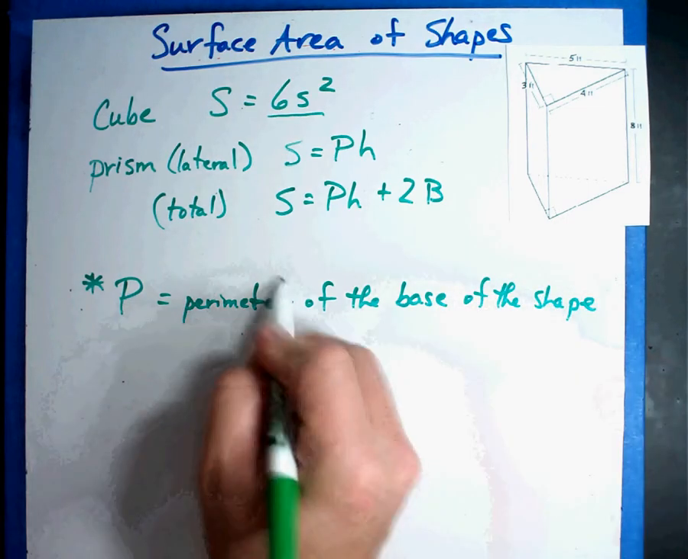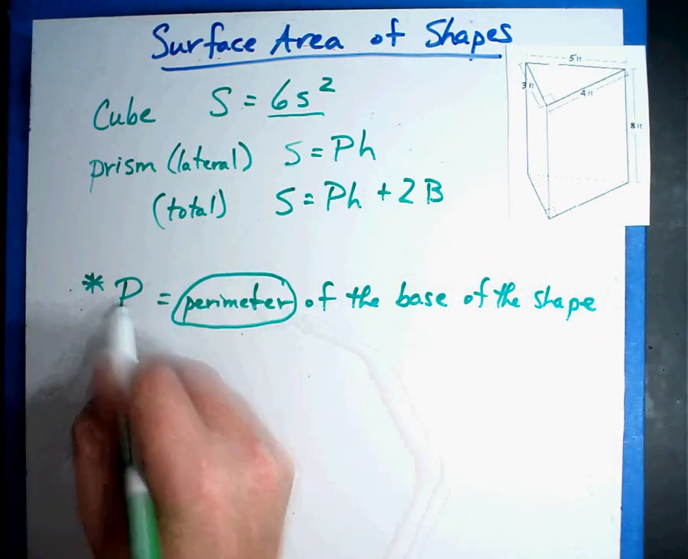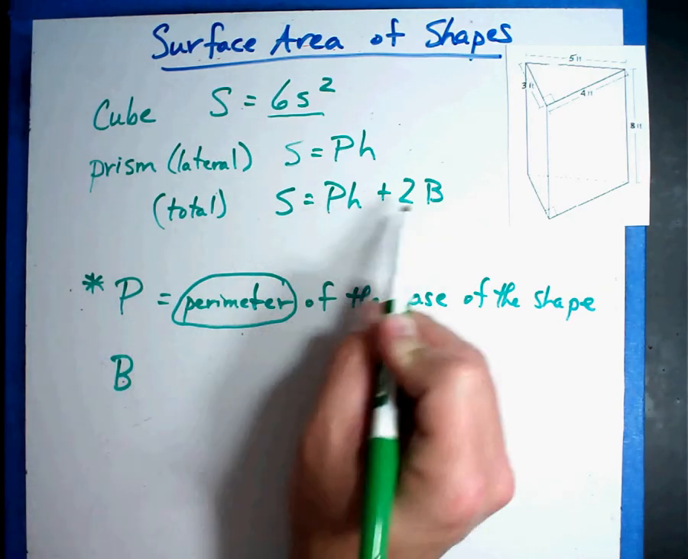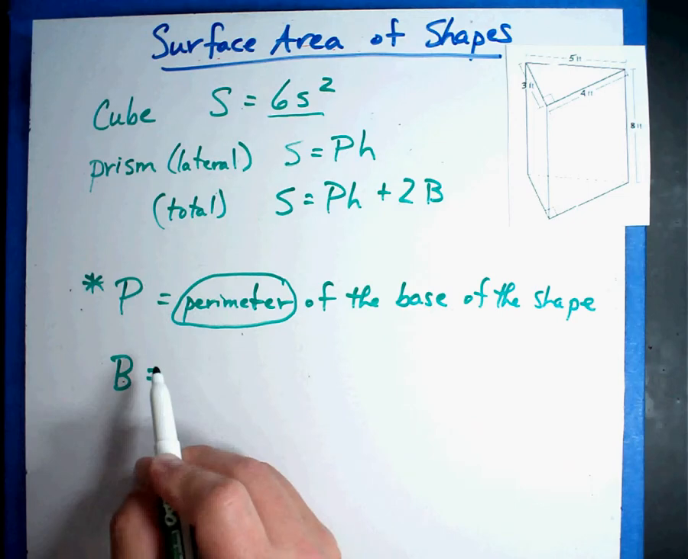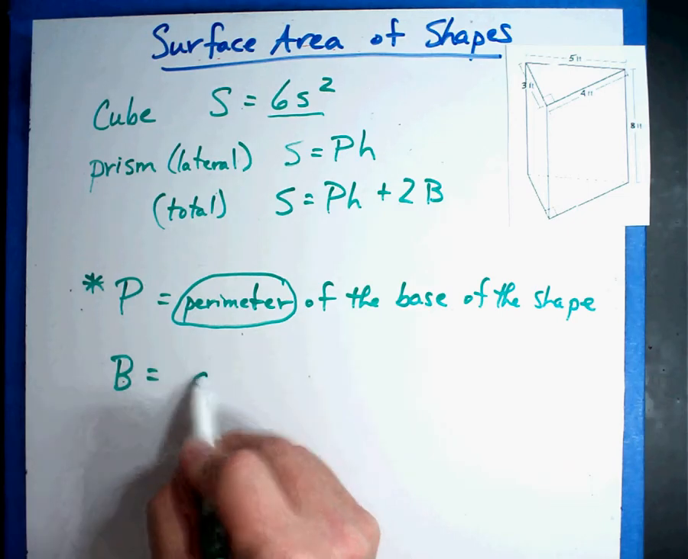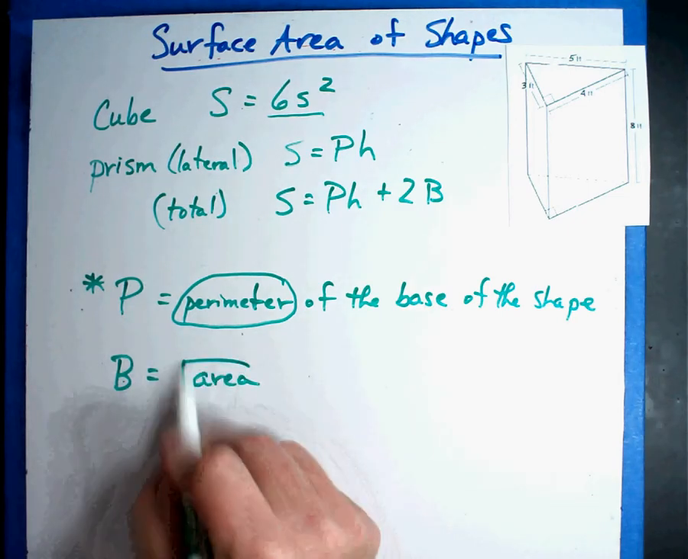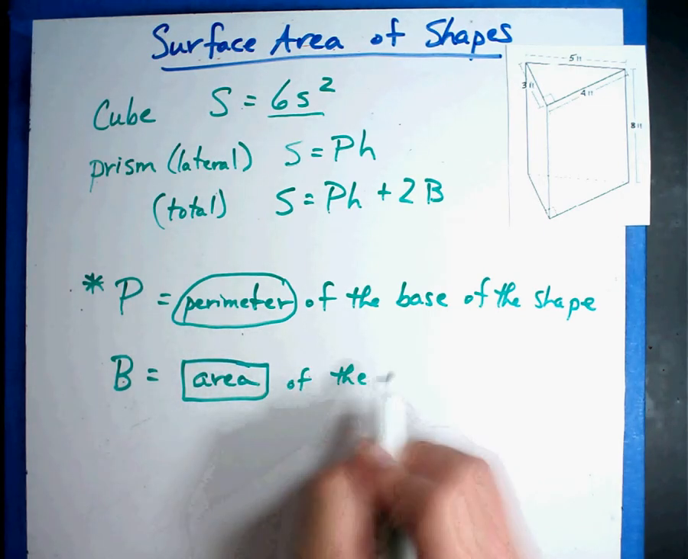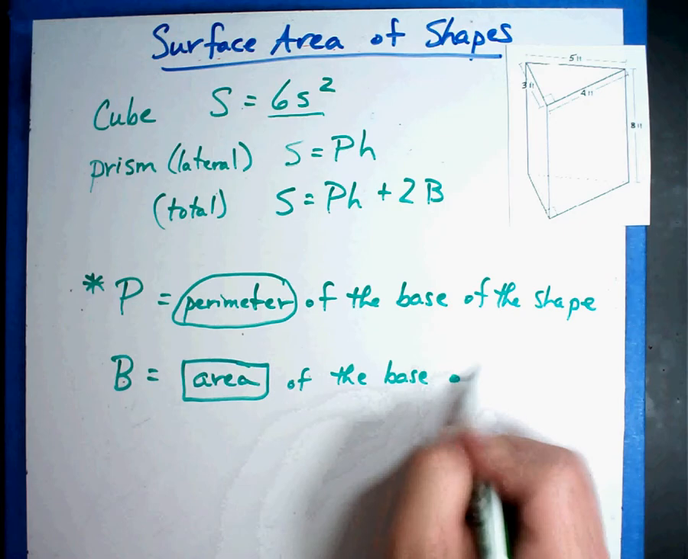Perimeter. Now I'm going to circle this word. Now that makes it easy because it's a P. Then some of the formulas they're going to use a B. So notice there's a big P and there's a big B. B is going to be the area of the base of the shape.